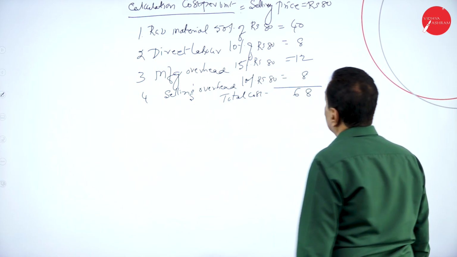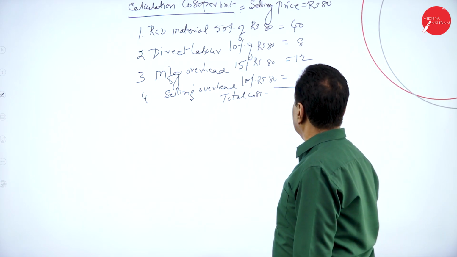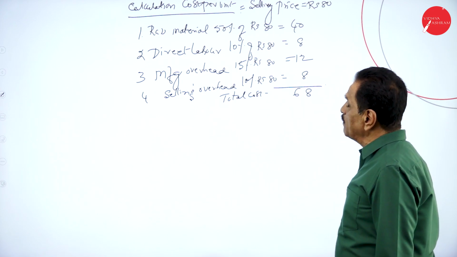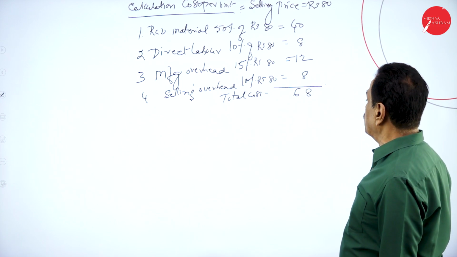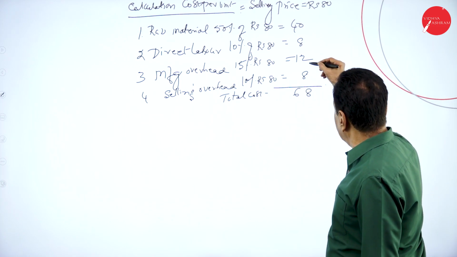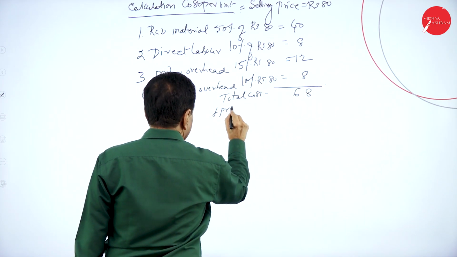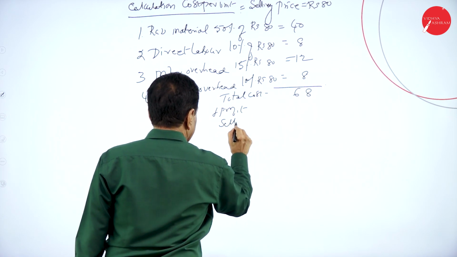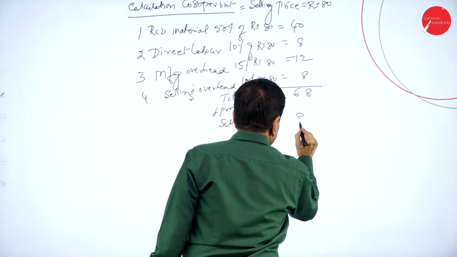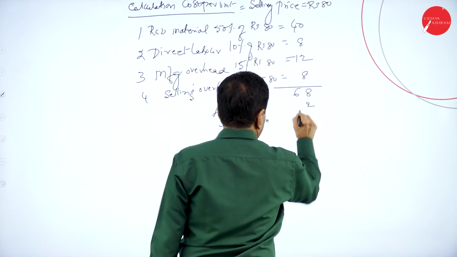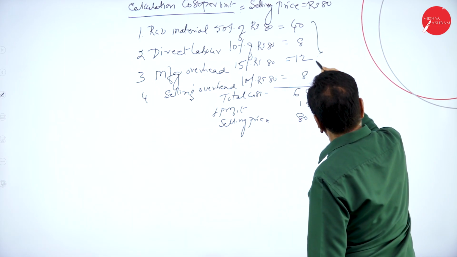So 50% of 80 is 40, direct labor 10% of 80 is 8, manufacturing overhead 15% of 80 is 12, then selling overhead 10% of 80 is 8. Adding, 40 plus 8 plus 12 plus 8 is 68. Plus profit. Selling price 80, the difference of 12 rupees is the profit. This is important for us.